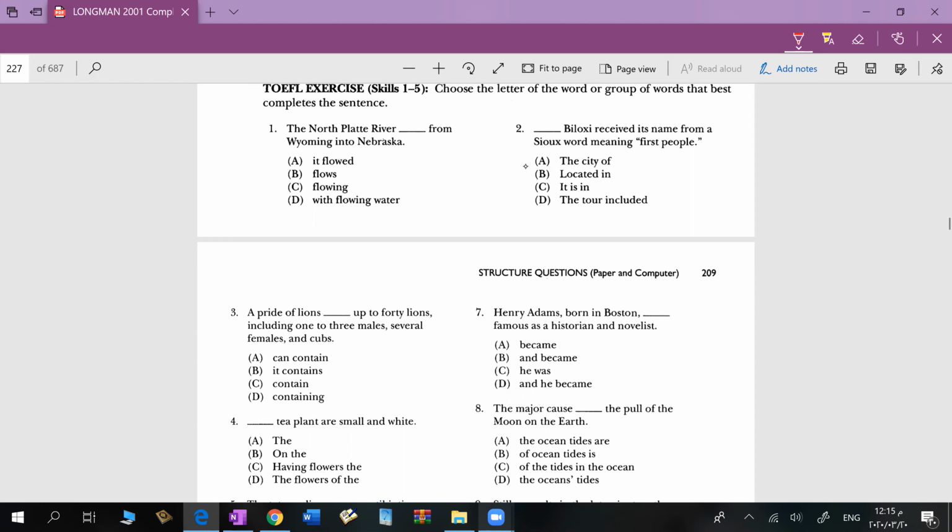Okay, let's look at these questions together. The North Platte River flows into Nebraska. B, flows, because we need here a verb, correct? Number 2, Biloxi received its name from the city of. Received its name, we have here the verb.